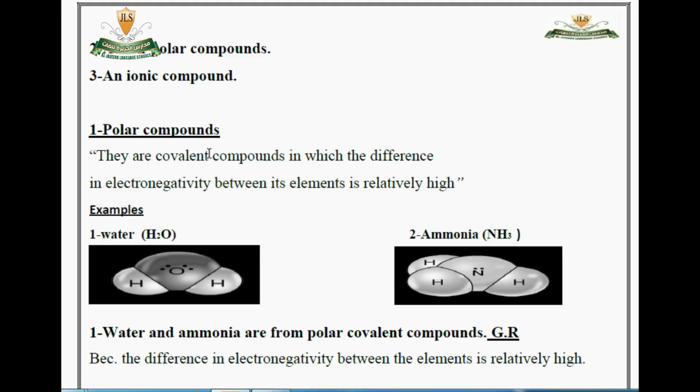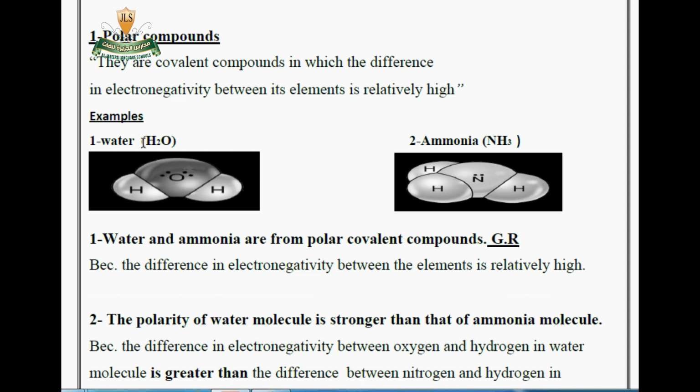Examples of polar compounds, two examples: water, H2O, and ammonia, NH3. So water is a polar compound and ammonia is also a polar compound. Give reason why water and ammonia are polar covalent compounds. Because the difference in electronegativity between the elements is relatively high.